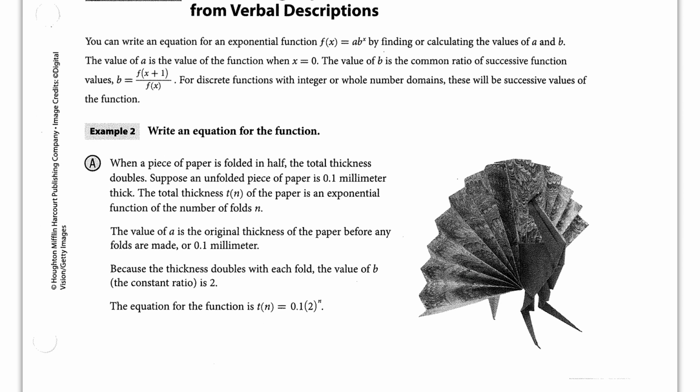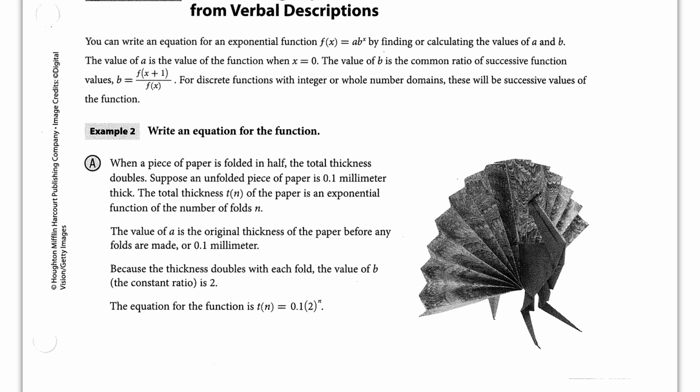You can write an equation for an exponential function, f of x equals a times b to the power of x, by finding or calculating the values of a and b. The value of a is the value of the function when x is 0, because it makes that b equal to 1. The value of b is the common ratio of successive function values. So b is like that next output divided by the previous output. For discrete functions with integer or whole number domains, these will be successive values of the function. Write an equation for this function.